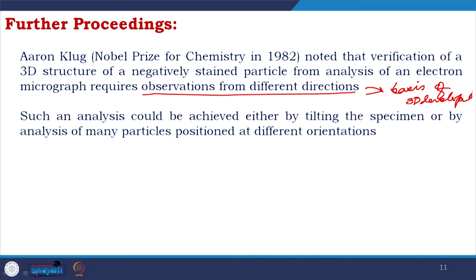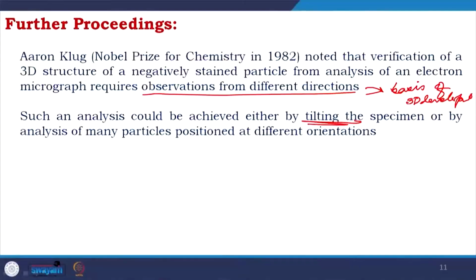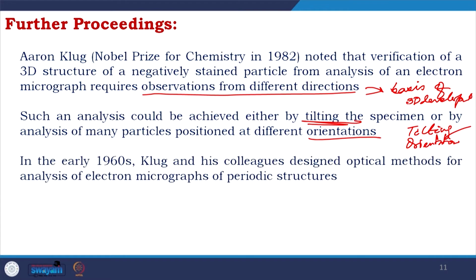Such an analysis could be achieved either by tilting the specimen. Tilting is a very important part in cryo-electron microscopy. Or by analysis of many particle positions at different orientations. So, one thing is tilting, another thing is orientation. We have talked about this earlier too.